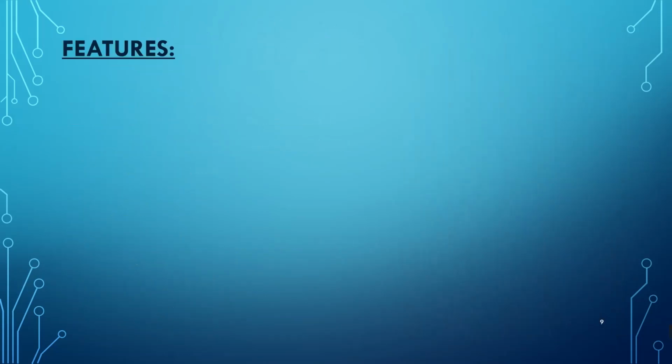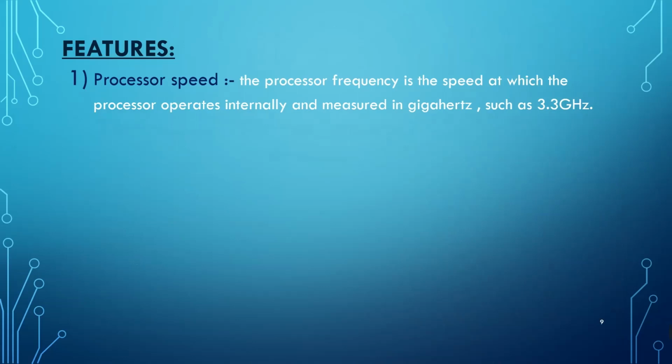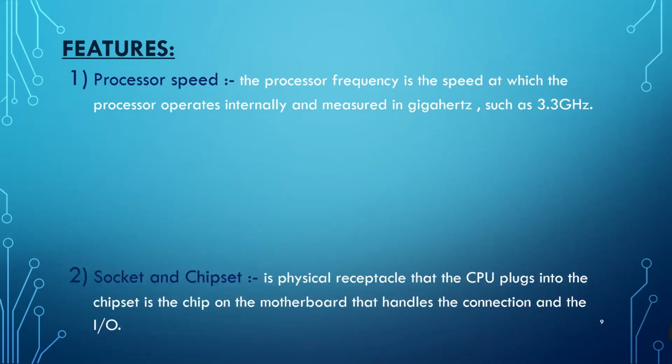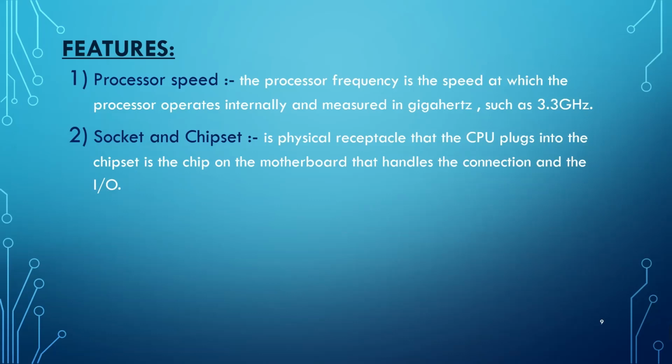First feature: processor speed. The processor frequency is the speed at which the processor operates internally, measured in gigahertz, such as 3.3 gigahertz. Second one, socket: the socket is a physical receptacle that the CPU plugs into. The chipset is the chip on the motherboard that handles the connection and the I/O.